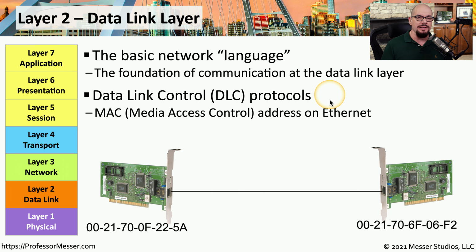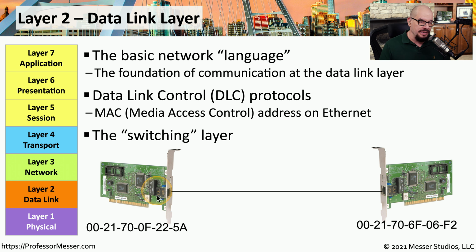A good example of this is on Ethernet networks, where we use the media access control addresses, or MAC addresses. We sometimes will refer to those as layer 2 addresses because they correlate back to the data link control protocols. And since switches make their forwarding decisions based on these MAC addresses, we sometimes will refer to layer 2 as the switching layer. This image describes communication at layer 2. You can see the MAC address of this network interface card and the MAC address of this network interface card, and any communication between those two that is using that MAC address we can refer to as a layer 2 communication.